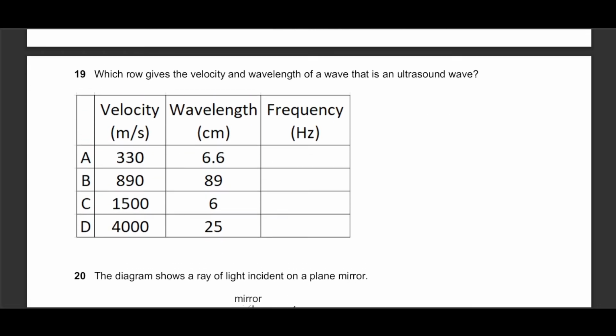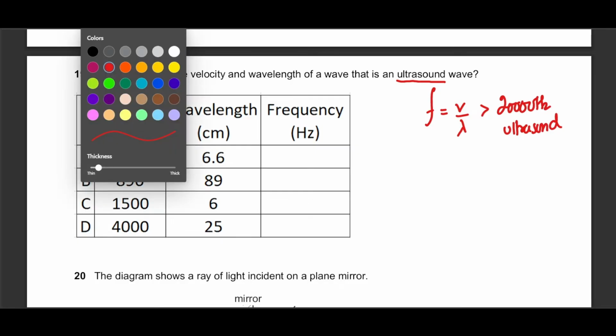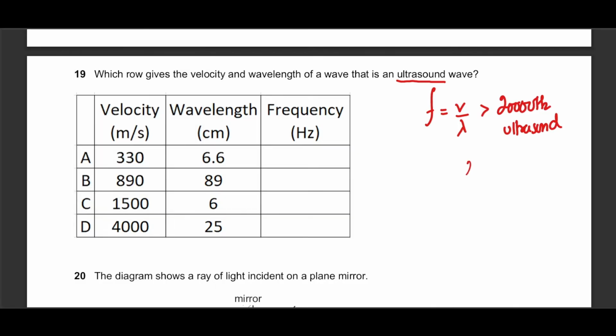Question number 19, he gives the wavelengths and the speed is given. So which one of them is actually ultrasound? Now, this is an interesting question in terms of your knowledge. Ultrasound are those frequencies of sound waves which are greater. So I'm calculating frequency, it should be V divided by lambda. And any answer greater than 20,000 hertz is actually called ultrasound, which means that even human beings can't hear it, because the audible range is actually 20 to 20,000. So 20 hertz to 20,000 hertz is what a healthy human being can hear.